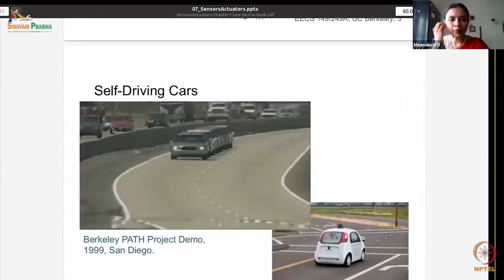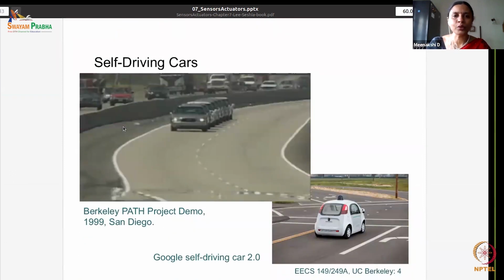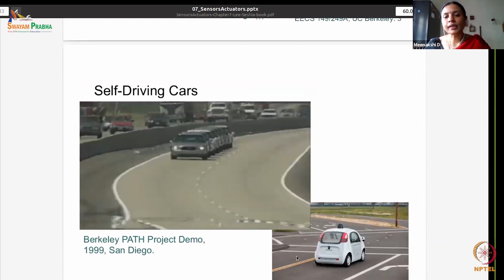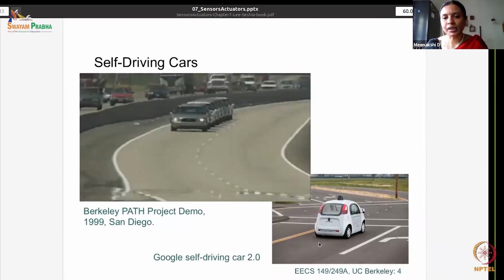So let's take examples of the kind of projects that are popular where embedded systems come in and understand how sensors play a role. These are examples of self-driving cars. They existed as long ago as 1999. And recently, we all know that several companies are into self-driving cars. If you notice, they are not meant for general roads, they drive on designated roads.